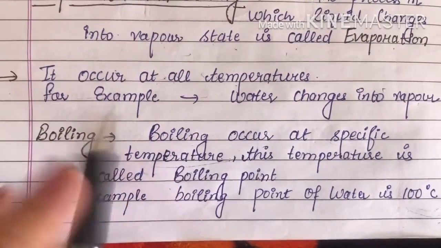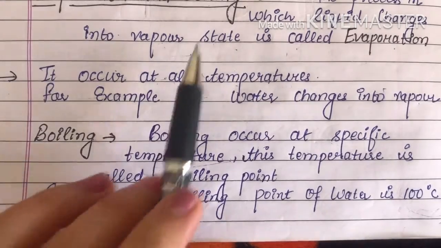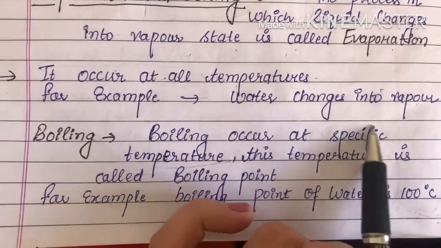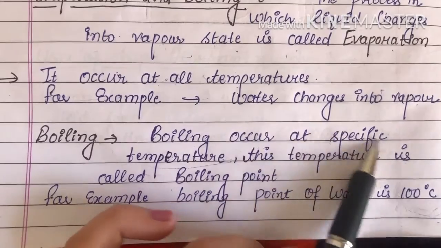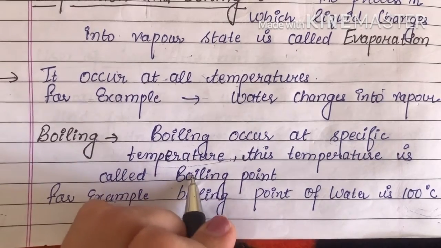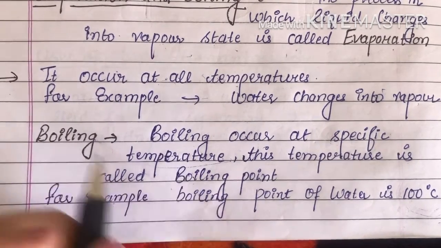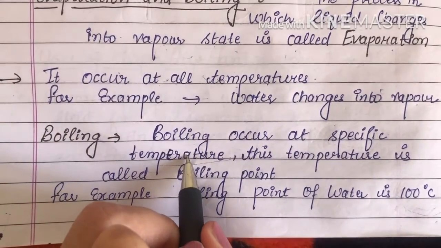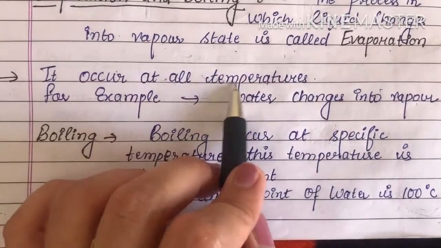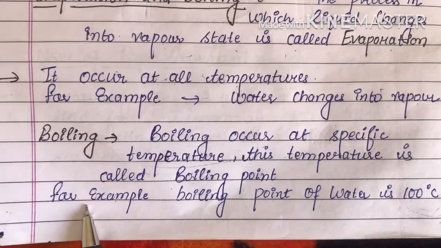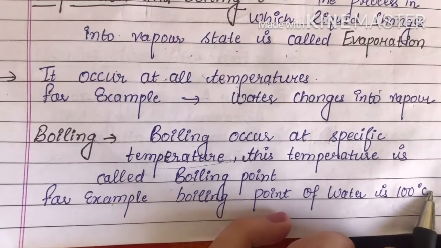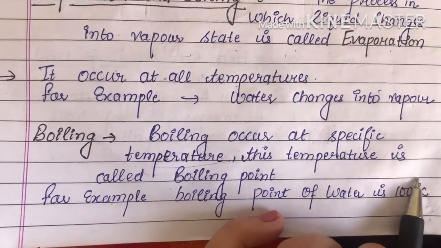Now, what is boiling? Boiling is also a process in which we change a liquid into the vapor state, but it requires a specific temperature. The temperature at which boiling takes place is called the boiling point. So for boiling a specific temperature is required, but for evaporation no specific temperature is required. It can occur at all temperatures. For example, the boiling point of water is 100 degrees Celsius. This is the specific value of temperature.